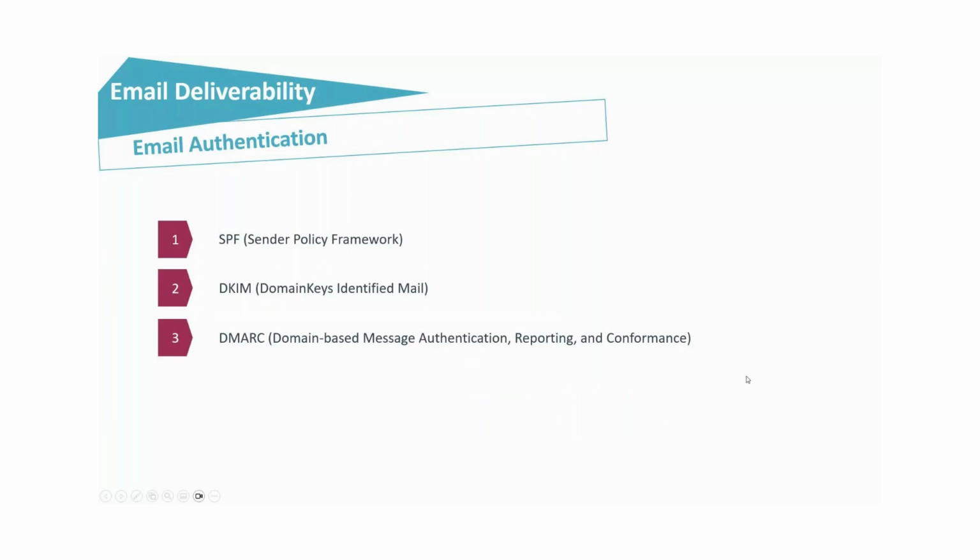Hope you agree. Sending authentication. Now, all of this is usually handled by your ESP when you set up your account. There's pretty much three main types. SPF, Sender Policy Framework. It's a simple email validation system that detects email spoofing. It allows the domain owner to specify which IP addresses are authorized to send mail on behalf of that domain. DKIM, pretty much the same thing.